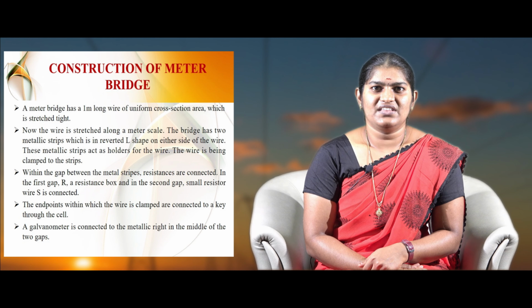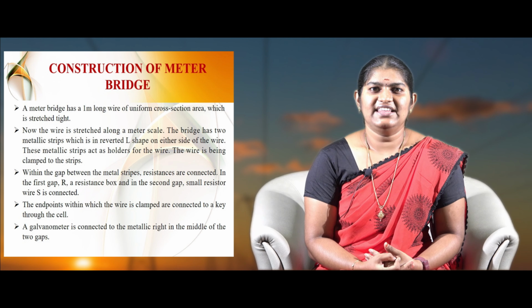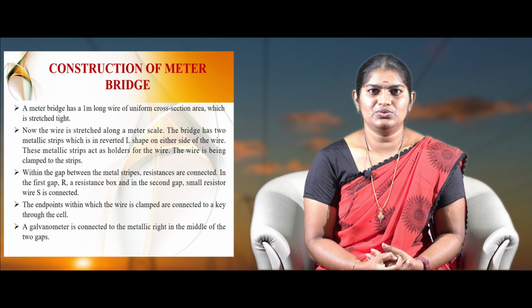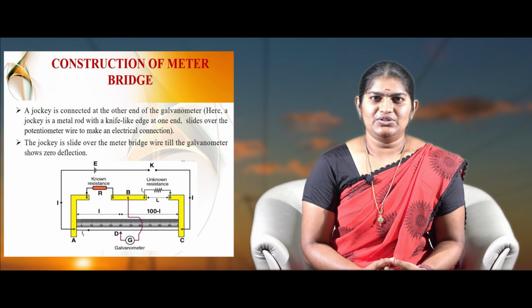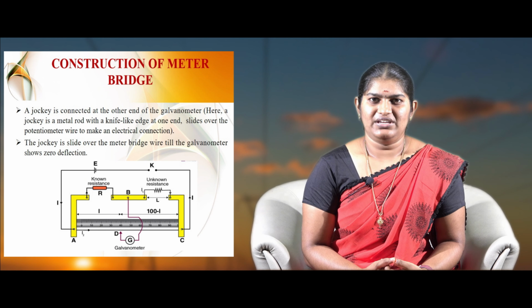In the first gap, the resistance R is connected. In the second gap, a small resistance wire S is connected. At the end points, the wire is clamped or connected to the cell through the key. The galvanometer is connected to the metallic strip in the middle of the two gaps. The jockey is connected to the other end of the galvanometer.